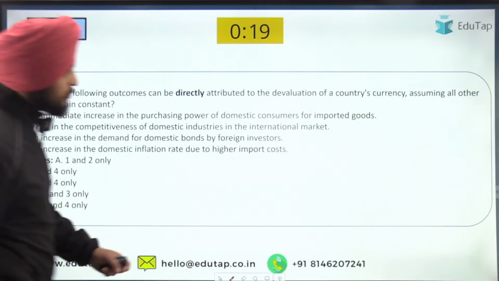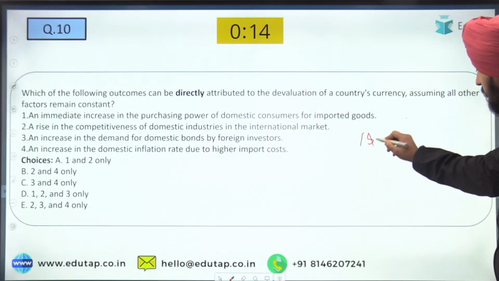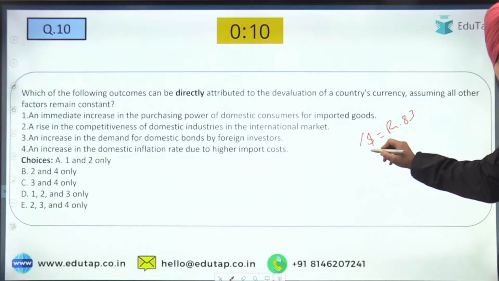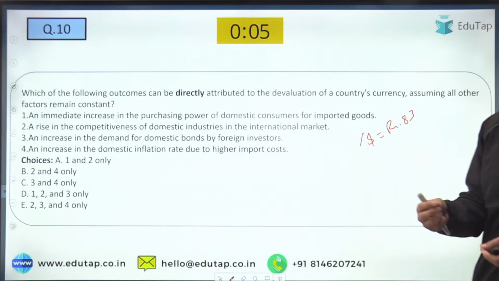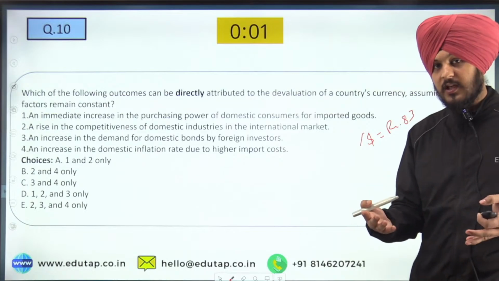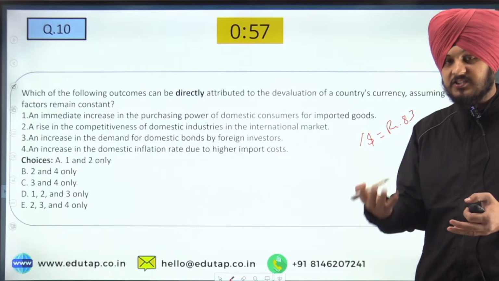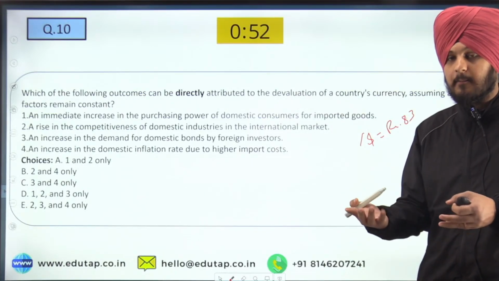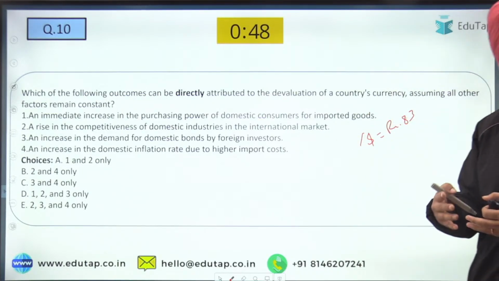So what is devaluation of a currency? Let us say $1 is equal to 83 rupees. Now what will happen if the devaluation of a currency happens? The currency will lose its value. Fine. So basically the difference between devaluation and depreciation is that depreciation happens because of market forces, whereas devaluation is something that happens as a result of the intentional policy of the central bank of that nation. Fine. So it is decided by the central bank, and based on that the value of the currency fluctuates. So that is the difference between devaluation and depreciation.